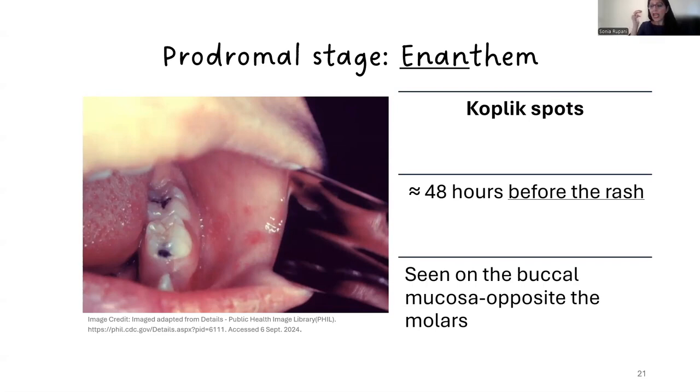So we see this most commonly across from the molars in the buccal mucosa. So that's the most common site. And once they are seen, 48 hours later, the patient will have the rash. So that's the typical pattern with Koplik spots. So if you see over here, these are the Koplik spots, the white spots that we're seeing. Okay.